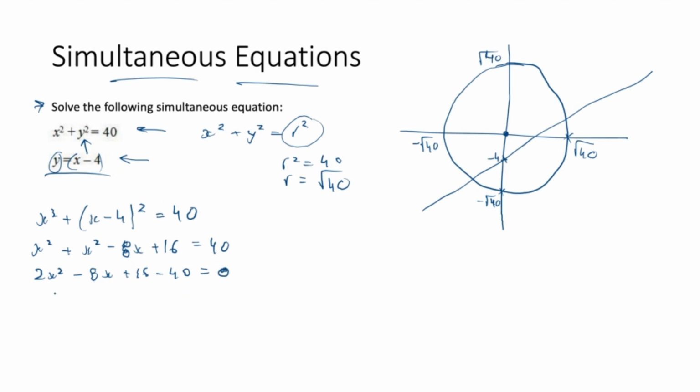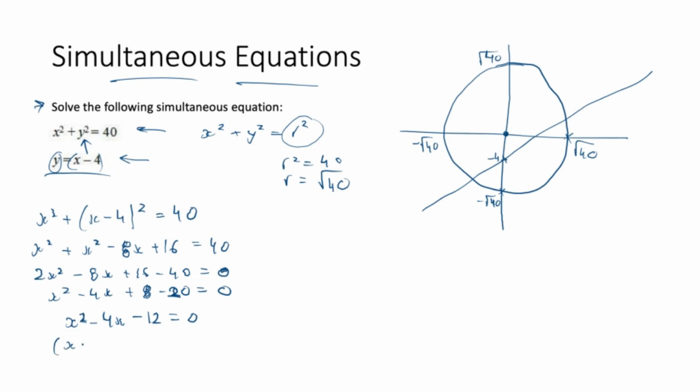Divide both sides by 2. So x squared minus 4x plus 8 minus 20 equals 0. And then 8 minus 20, which is minus 12. So x squared minus 4x minus 12 equals 0. Now we have our quadratic equation, so we can factorize and find the x values.